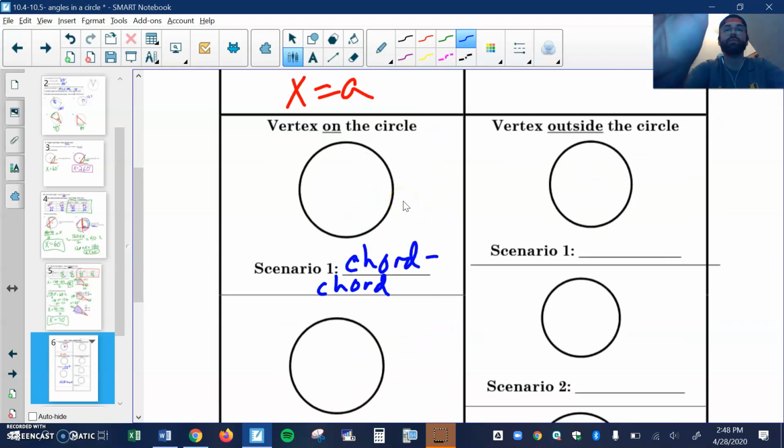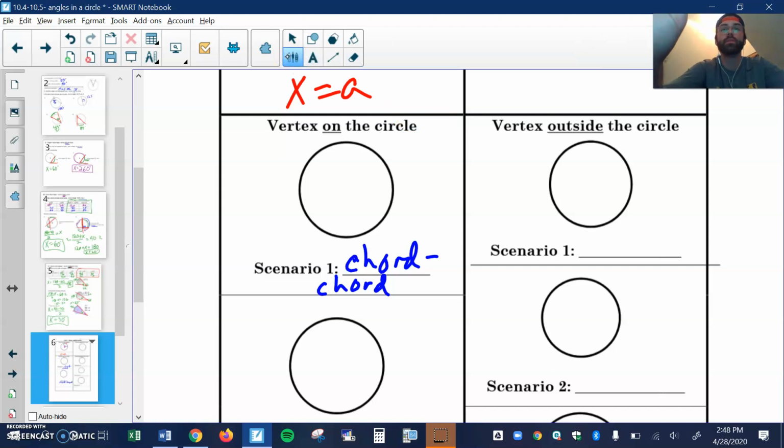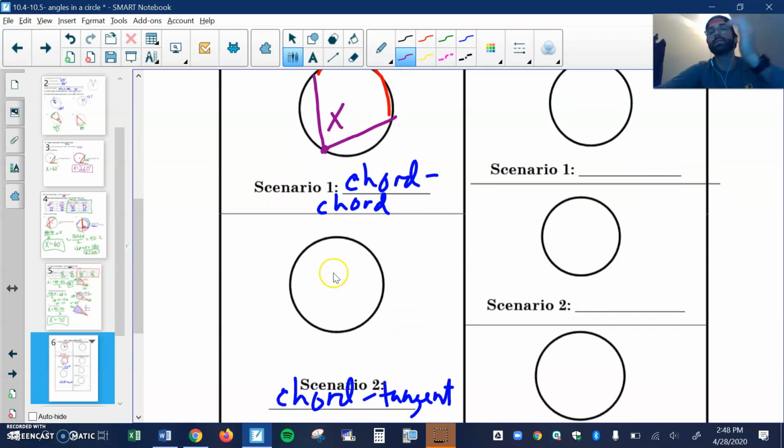For both of these, when the vertex is on the circle, I'm going to do the same thing no matter what scenario it is. I said purple for the angle. So if my vertex is on the circle here, like the chord angle, and here's the arc that it forms, that's A, this is X. Or a second example, chord tangent. Here's my chord, there's the tangent. This is the angle X, and the arc that it forms or intercepts is A.